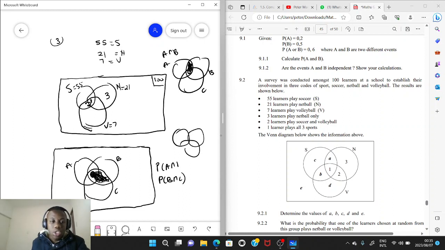And note, this two is for the entire intersection, right? So if this two is for the intersection and this portion is one, what is this portion? So we're saying the two is the total of this section. And I'm saying if this part is one, what is the other part?